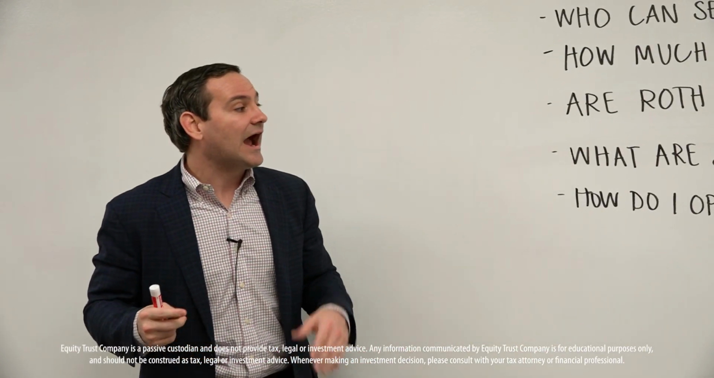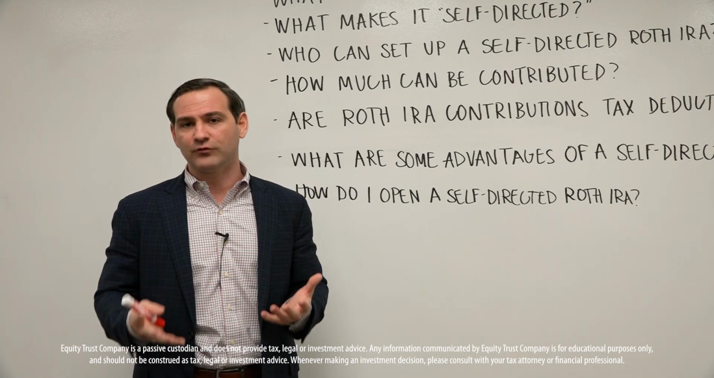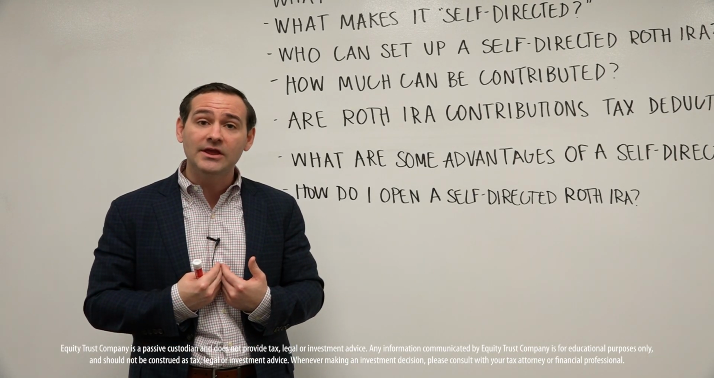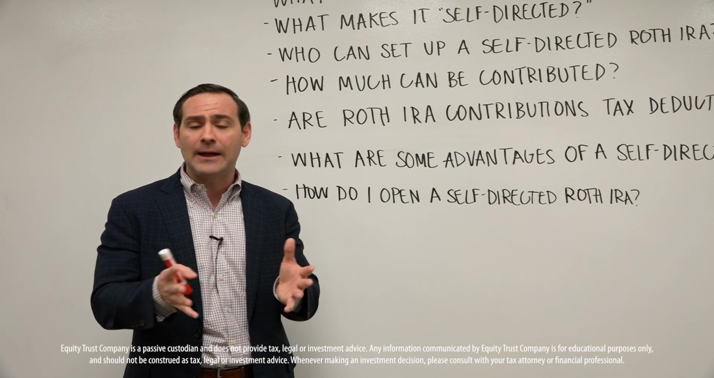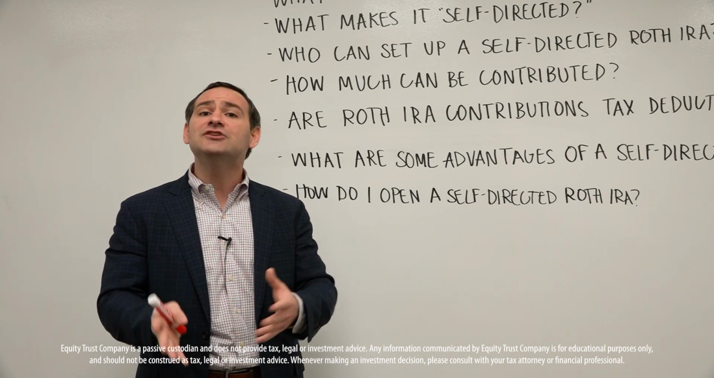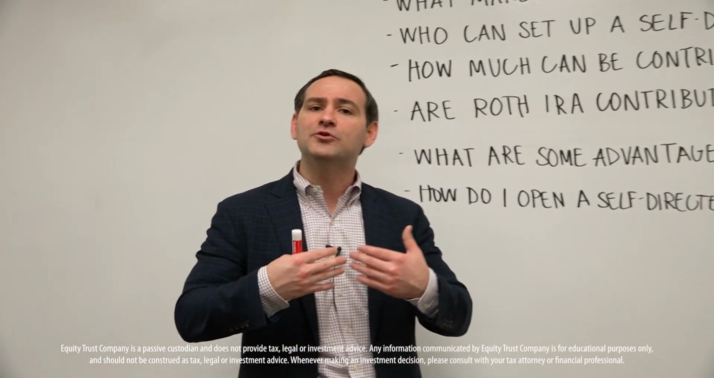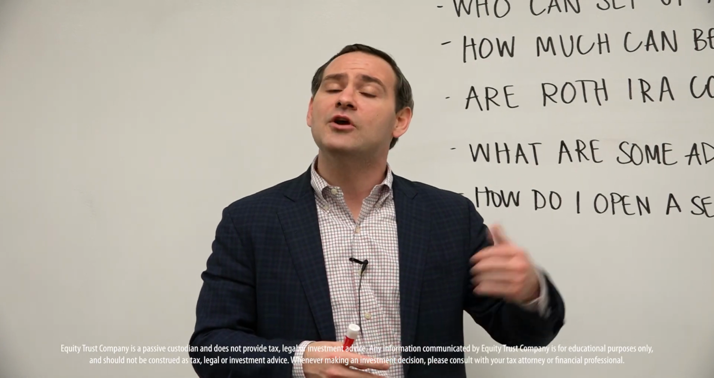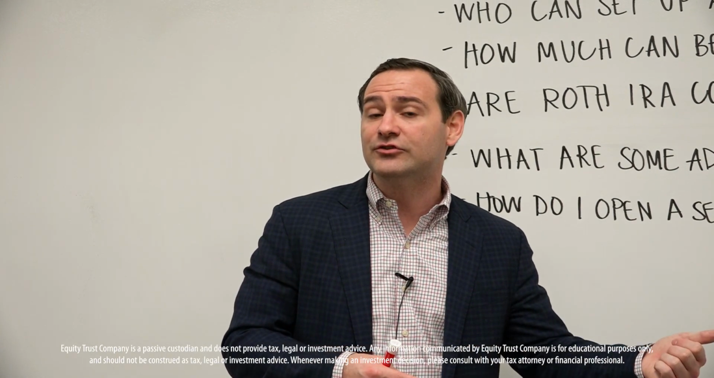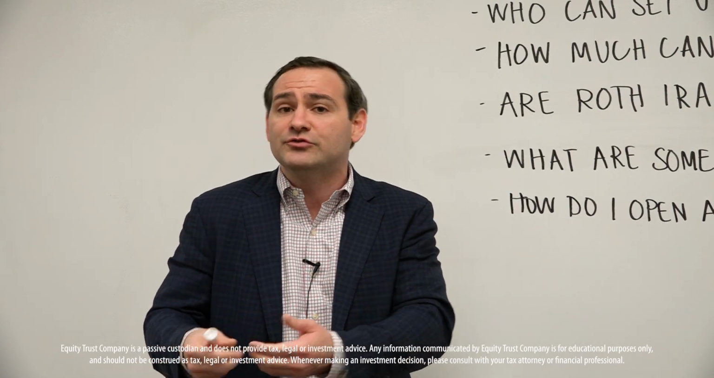Last but not least, how do I open a self-directed Roth IRA? Well, it's a very straightforward process. Here at Equity Trust Company, you can simply log online through our website, you can start the application process, or better yet, you can call in and speak to one of our representatives and they can help you establish and fund this self-directed Roth IRA. Maybe you have a Roth IRA with another financial institution, you want to transfer over into the self-directed Roth with Equity Trust, you can do that.